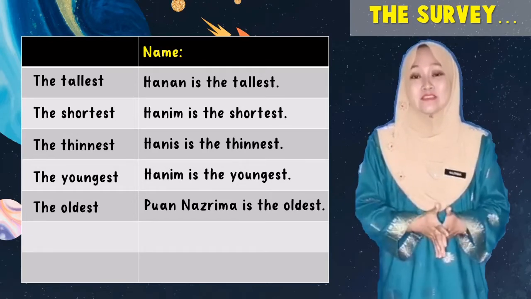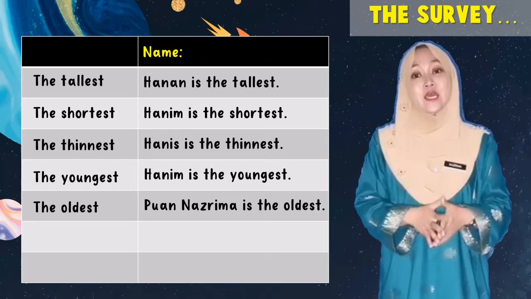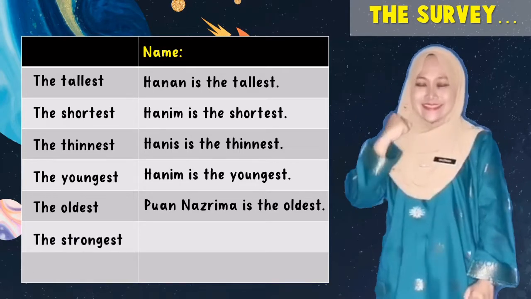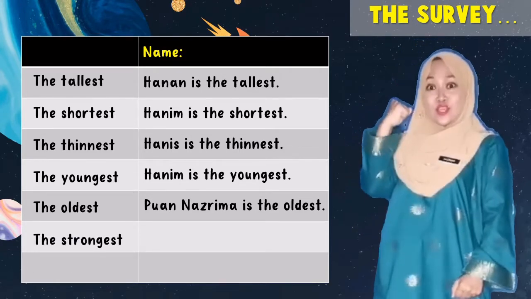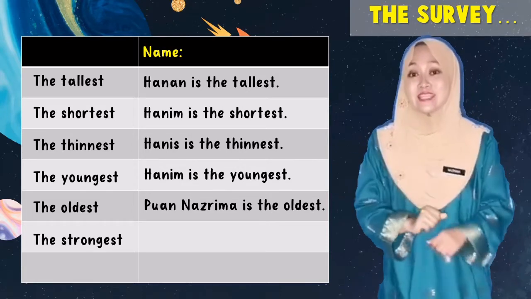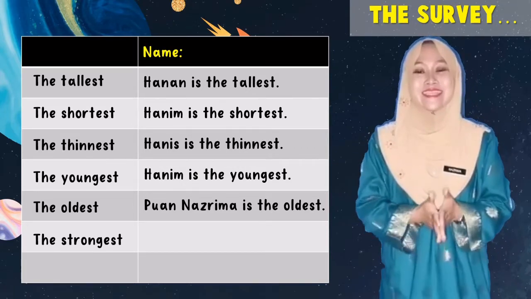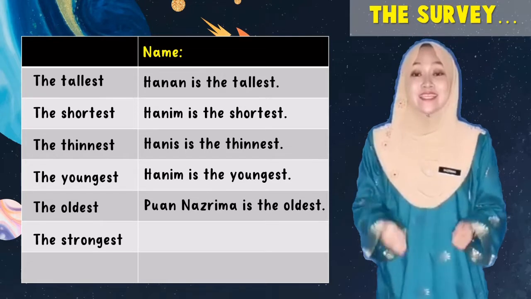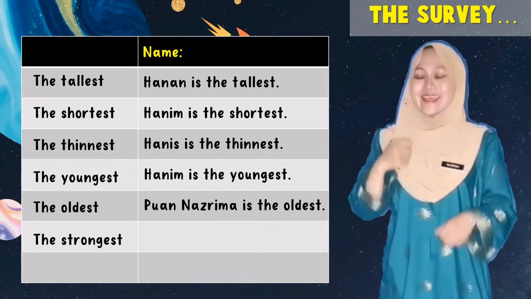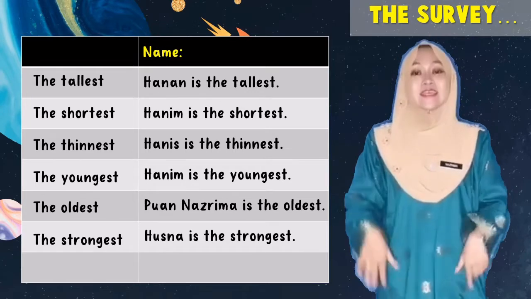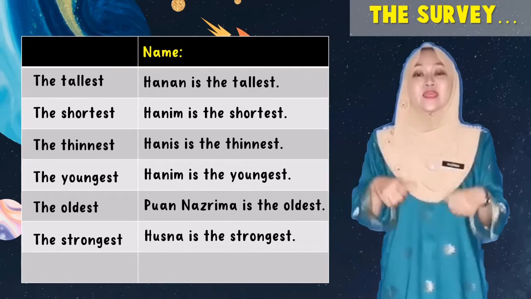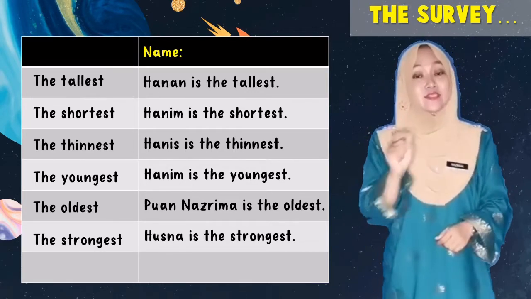Next superlative adjective, the strongest. So you have to ask your family member, who's the strongest? Here in this picture, the answer is Husna is the strongest. So you have to write down in the seventh row, Husna, the strongest.